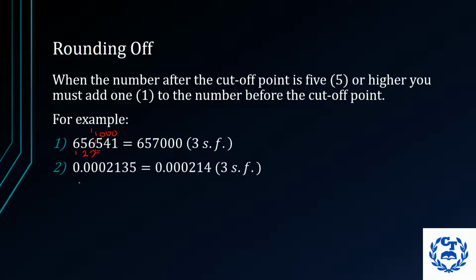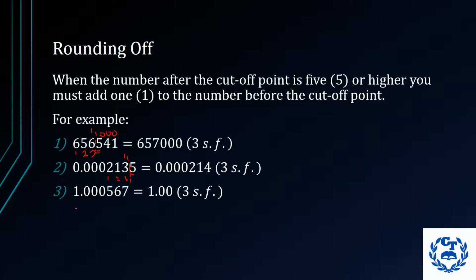In the next example, we have 0.0002135. As I said, we start from the first number, that is 1 or higher, and we want 3 significant figures. This is the first significant, second, and the third. We have to cut off at this point. Since we're cutting off at this point, the number directly after is 5 or higher. Well, it is 5, so we simply add 1 to the number before the cutoff point. 3 plus 1 is 4. So we have 0.000214, and that's three significant figures.